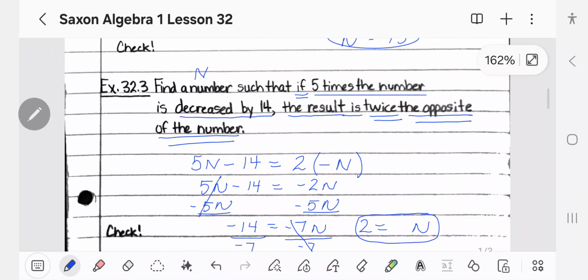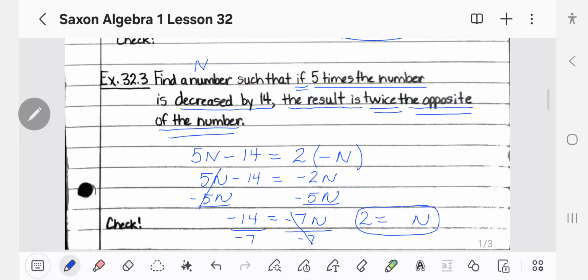And we're going to check that. Find a number such that if 5 times the number is decreased by 14, the result is twice the opposite of the number. Okay, so let's do that. That's 10 minus 14. That's negative 4 on that side, and 2 times negative 2 is negative 4 on this side. And so we get negative 4 on both sides, and we can see that it's correct. So we checked it.